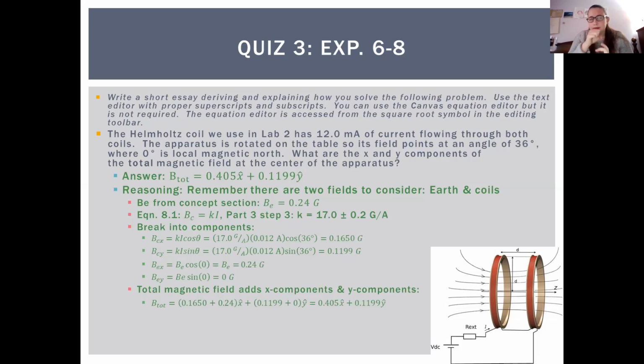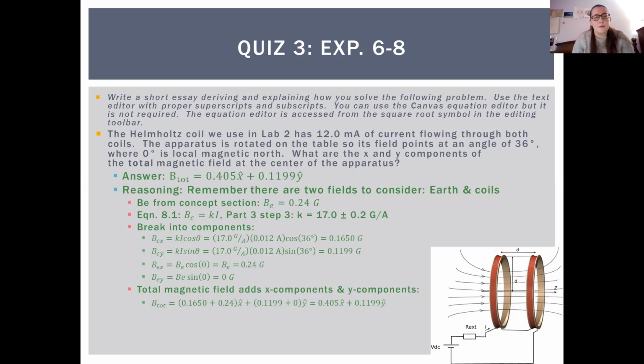And so if we look in that experiment in the concept section, it tells us the magnitude of the Earth's magnetic field, which is 0.24 Gauss. And that's just pointing towards the north direction. So there's only the one component of that magnetic field. You can see, I'll calculate that specifically in just a minute.